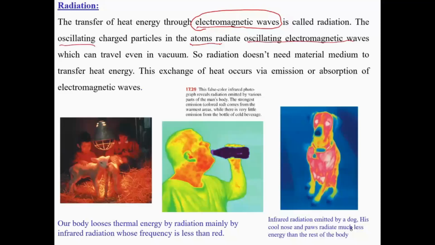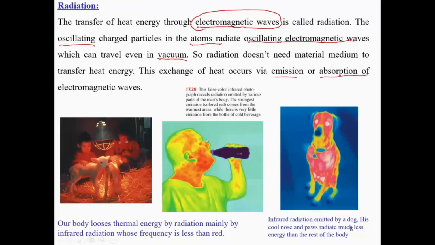Examples are light itself, which is an electromagnetic wave. It has a broad spectrum, and it can even travel in vacuum. So radiation can even travel in vacuum. Through this radiation method, one can transfer heat without any material medium around it. That's how we get solar radiation from the sun to the earth. Radiation doesn't need any material medium because electromagnetic waves can travel even in vacuum. This exchange of heat occurs via emission and absorption of electromagnetic waves.